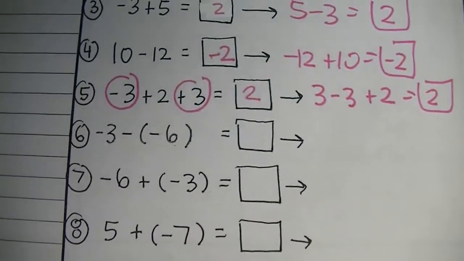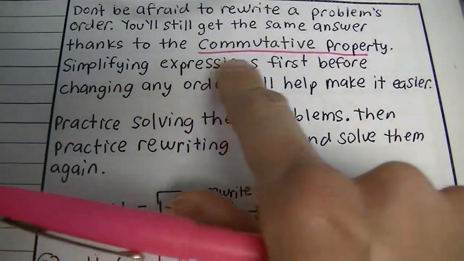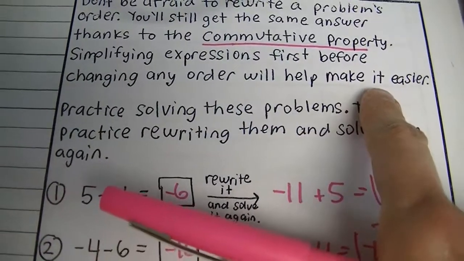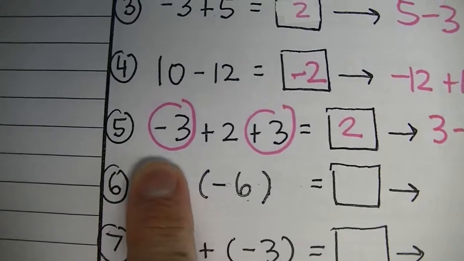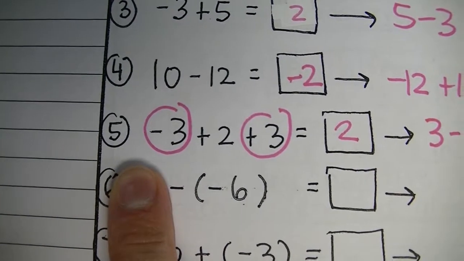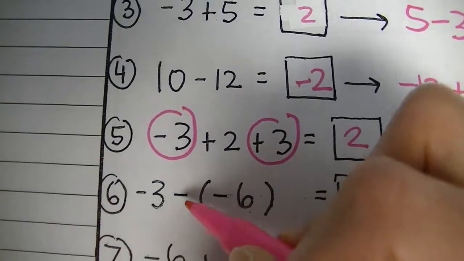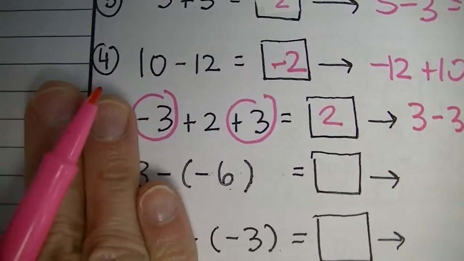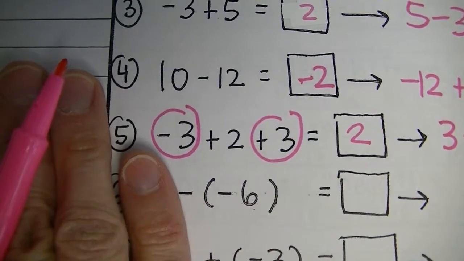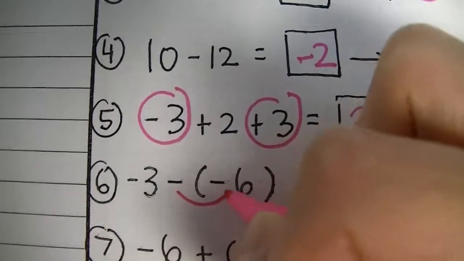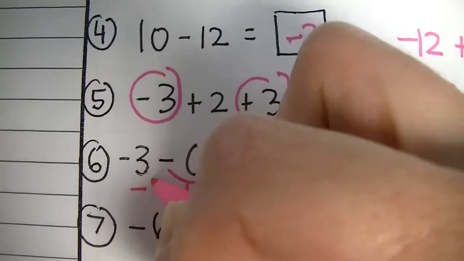Okay, your next problem. Oh, look. Remember how I told you up here, simplifying expressions first before changing any order will help make it easier? So you've learned that when you see parentheses, I also want you to look directly in front of it. If there's a number or symbol directly in front of it, you need to use that distributive property. You need to multiply it through. So right here, you see that there's a negative right next to those parentheses, so we're going to multiply that. Negative times a negative 6. Negative times a negative 6 is a positive 6, okay? Then bring down your negative 3.